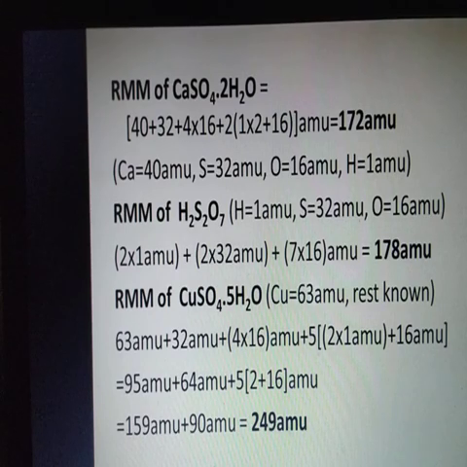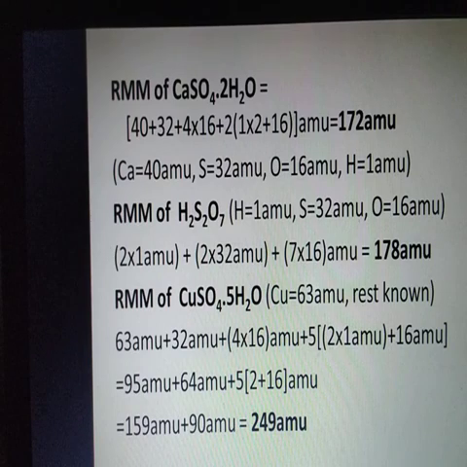compound. Now, in a similar way, we can calculate 2 hydrogens, 2 sulfur, sulfur is 32 amu, 7 oxygen, 7 into 16. The RMM is 178 amu.